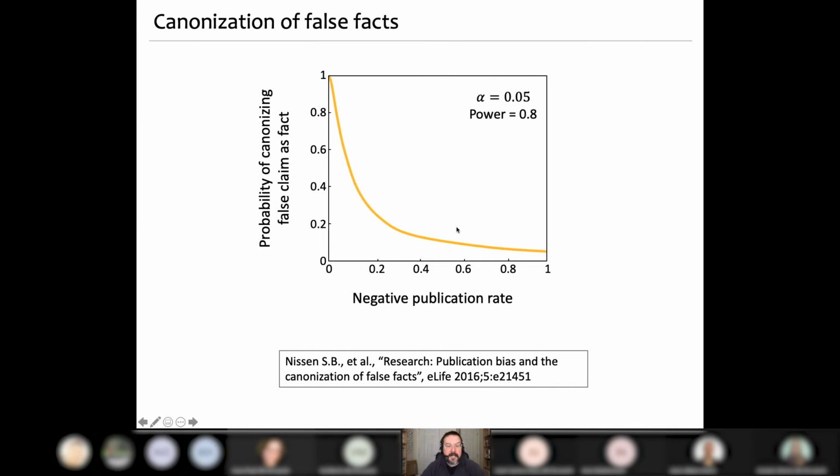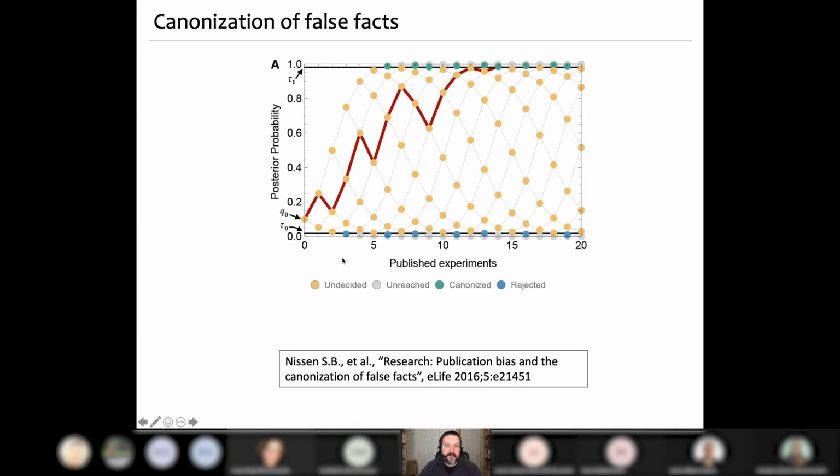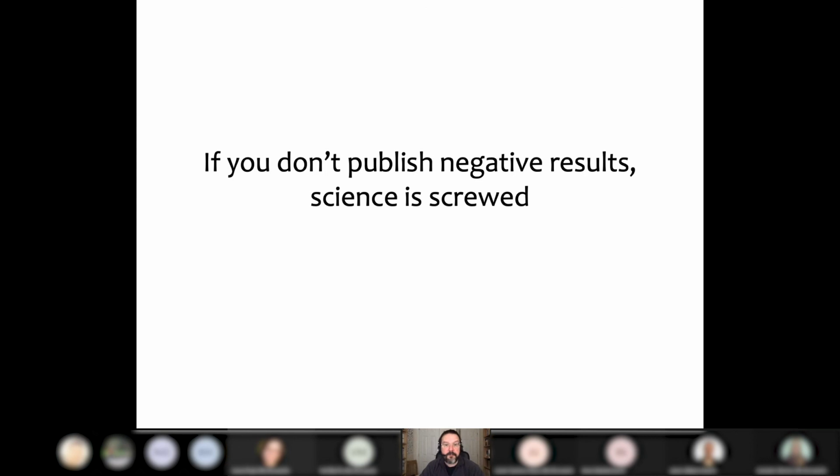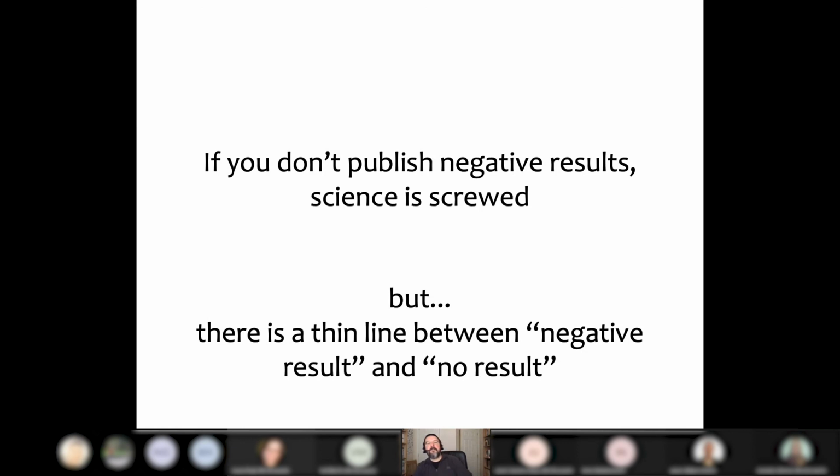However, if the negative publication rate is low, if people do not publish negative results, just as in this figure here, this curve tends to go up until it crosses the limit, and we canonize this as a fact. And for low negative publication rates, this probability can be 60, 70, 80% easily. We can canonize false facts as real just because people do not publish negative results. So if you do not publish negative results, science is screwed. But there is a thin line between negative result and no result.